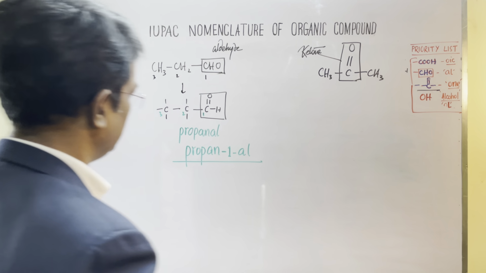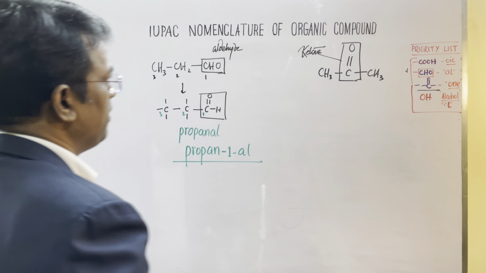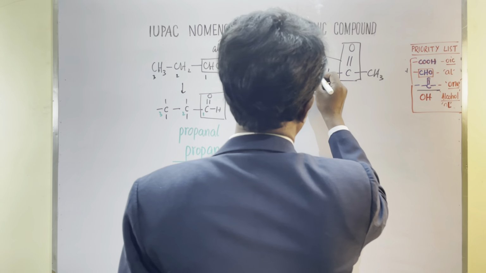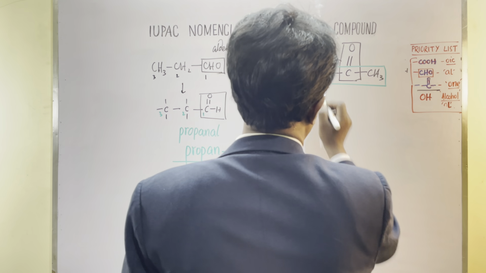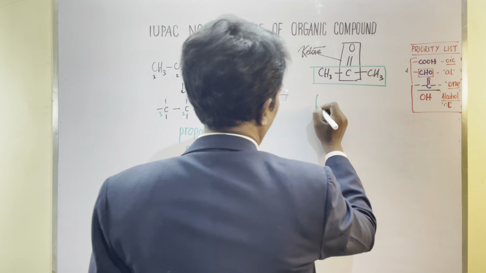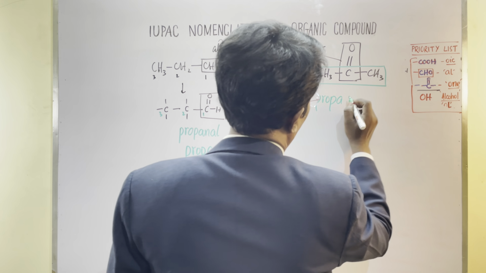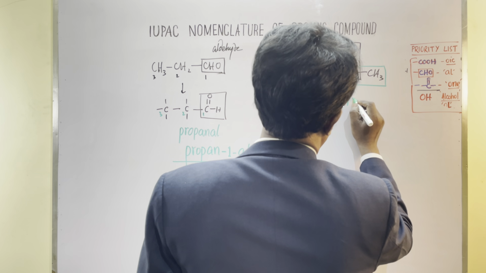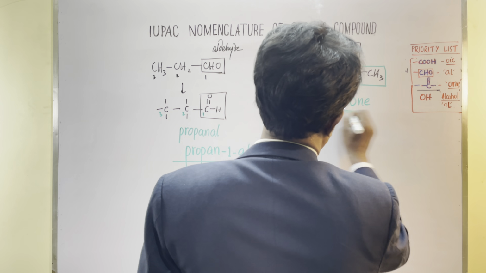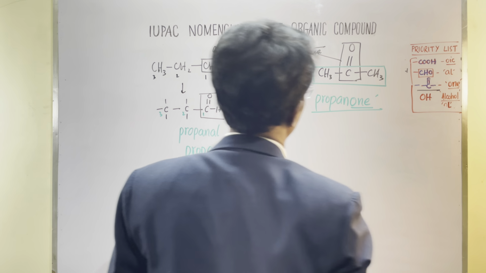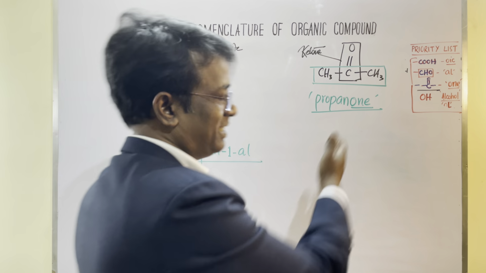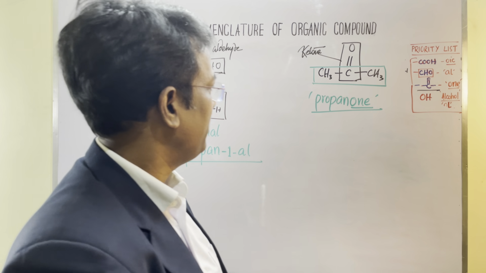At one position it is, the first carbon is there, but here, if you see a continuous chain, it's called propanal. Propan 1, 2, 3, propanal. This aldehyde is named propanal. This ketone, correction, this ketone, the name is propanone.